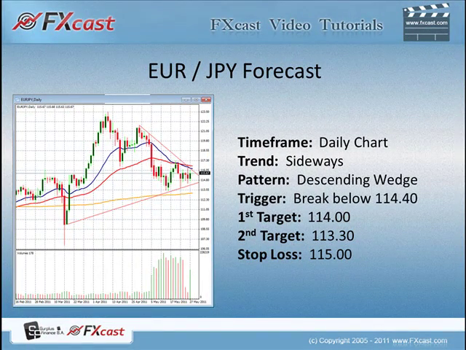We're also going to look at the euro yen. We basically have a sideways chart. There's a descending wedge, descending triangle. We're going to look for a break below all the wicks as our conservative entry, or a break above the 20 and the 50 moving average to the upside. Let's pull up the chart and get a look.